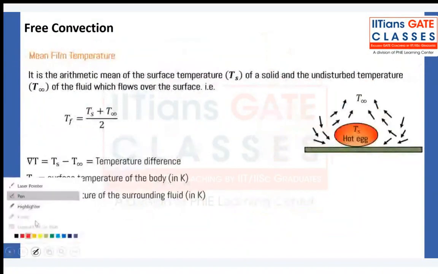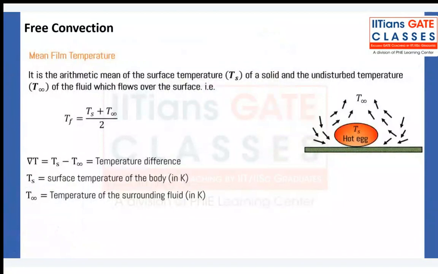There will be a temperature in this region. In this region there will be a separate temperature. It will not be T surface, it will not be T infinity. That is your mean film temperature. Here at the surface you have Ts, outside it is T infinity, but the fluid is coming in this area and taking away heat, and it is moving. So the temperature here is the mean film temperature.